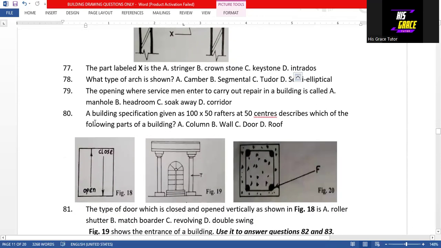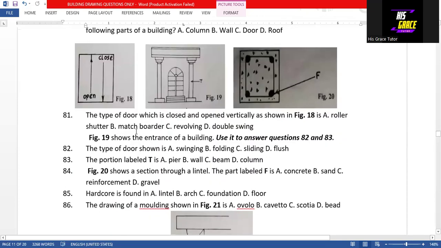Question 80, a building specification given as 100 by 50 rafters at 50 centers describes which of the following part of the building? That is roof. So option D is the answer to question 80. Then question 81 says that the type of door which is closed and open vertically as shown in figure 18 is a roller shutter door. That is option A is the answer to question 81.